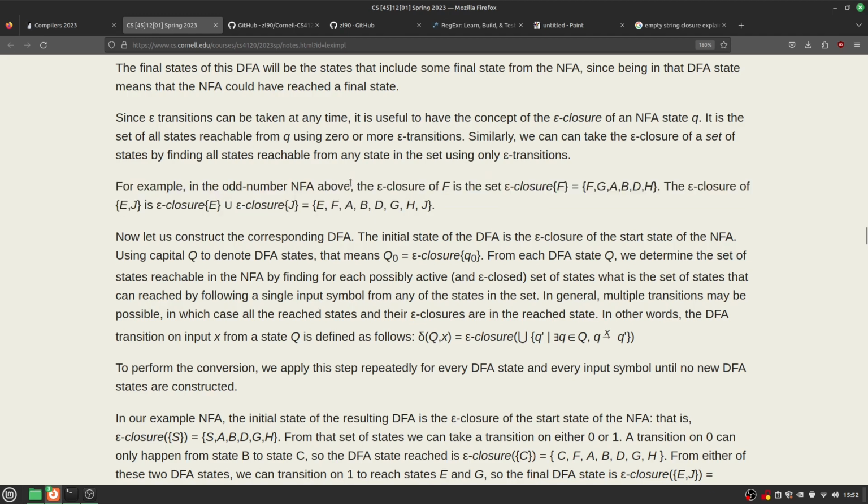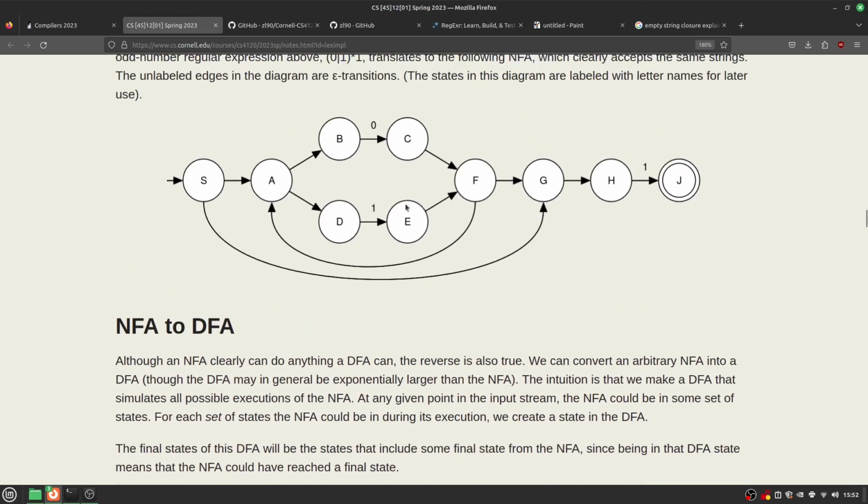So, for example, in the odd number NFA above, the empty string closure of F equals F, G, A, B, D, H. The empty string closure of E and J is the empty string closure of E unioned with the empty string closure of J. So let's do E. From E we can go to F, G, and H. We can go to A, D, and B. And from J we can just go to J. So in total, the empty string closure of E and J is A, B, D, E, F, G, H, and J.